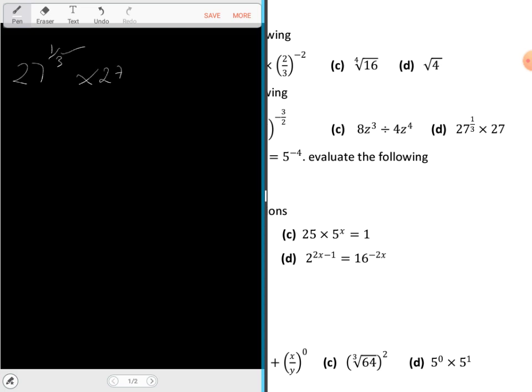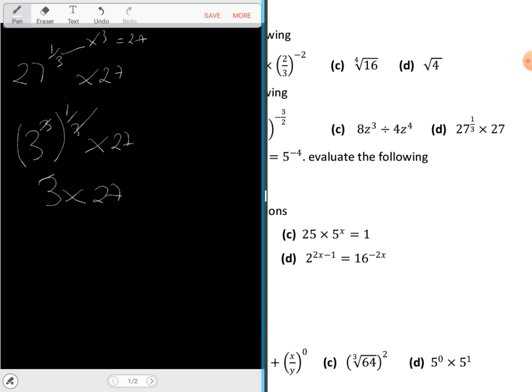This means you're looking for a number you can raise to the power 3 to give you 27. The number that we can raise to the power 3 to give us 27 is actually 3. So now we are breaking 27 into its power, 3 to the power 3. So 1 over 3 times 3, you cancel there and there you cancel. What will remain is 3 to the power 1, which is just the same as 3.